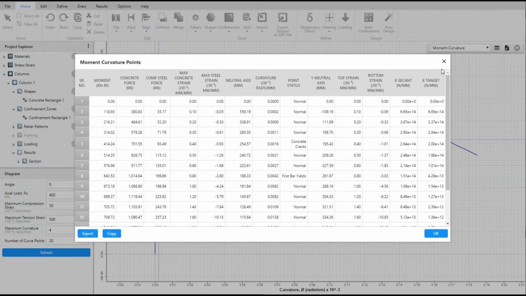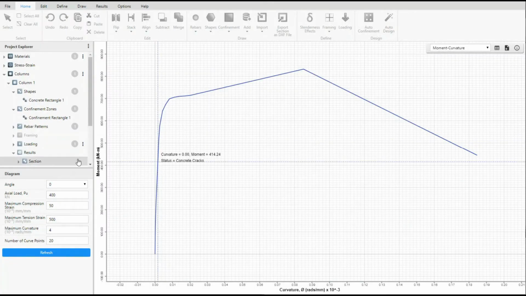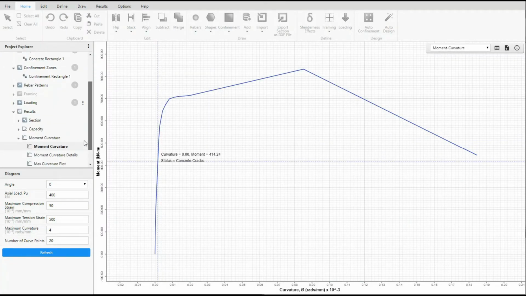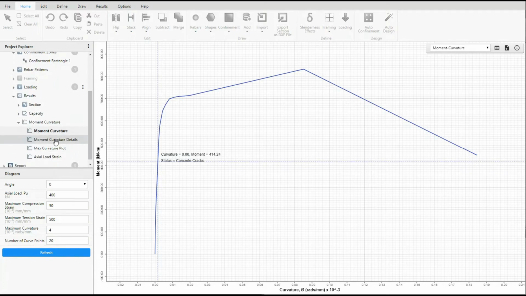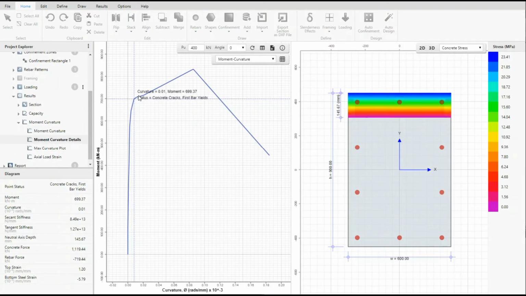And you can use these quantities in your further calculation, and you can export it or copy it and use these numbers for further computations. But the interesting thing that we can do from the moment curvature curve here is look at the moment curvature details.